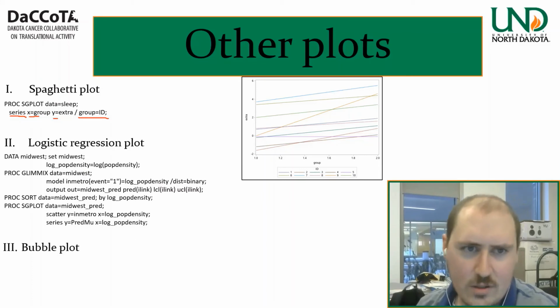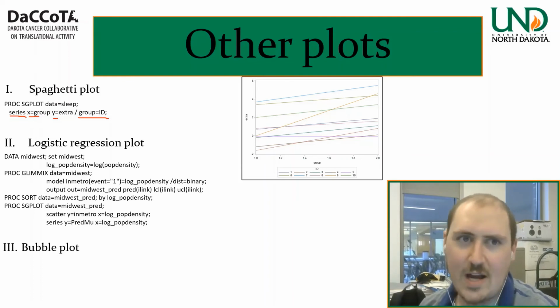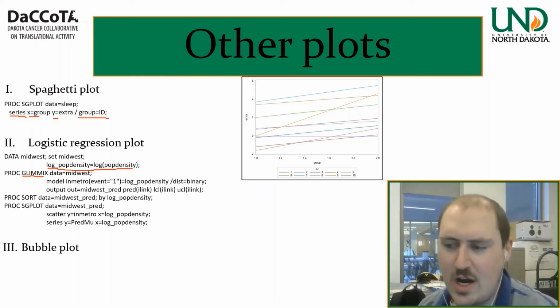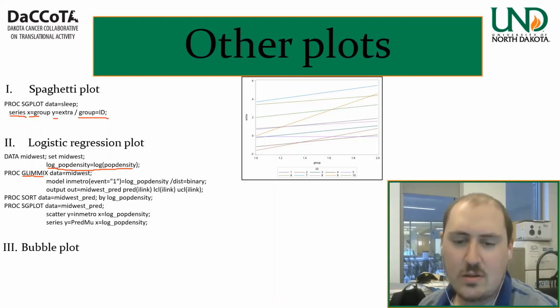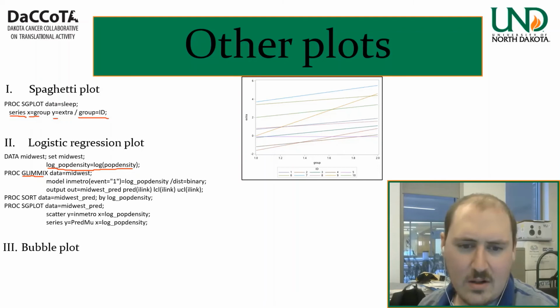Logistic regression is going to take a little more work because this is regression, so we're going to need lines. We're going to use our old friend proc logistic. In this data set, all that's going on is I want the log population density, so I need to make a new variable. Here's where proc logistic really shines because it can do logistic regression just as well as linear regression. The modeling is a little bit different.